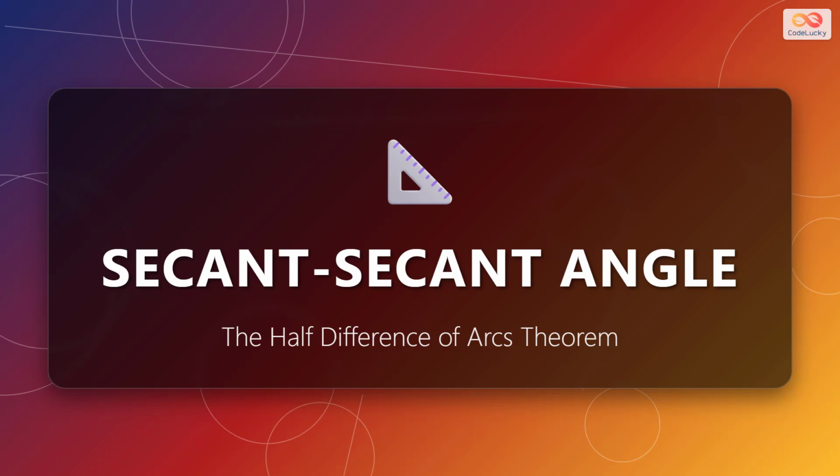Welcome to this geometry lesson. Today, we are going to explore the secant-secant angle theorem. Specifically, we will learn how to calculate the size of an angle formed by two secant lines that intersect outside of a circle. This is a fundamental concept for understanding circle geometry.